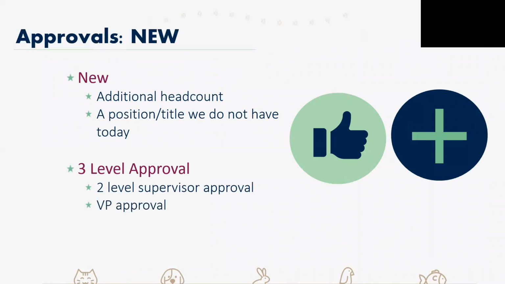So when you select a new position, what that means is that it's additional headcount. So if you do have 15 receivers as approved headcount and you need 17, then those 2 would be additional headcount. Or if it's a position or a title that we don't have in our system today, it's just an entirely new position, that's also considered a new position. So what it looks like whenever you submit the requisition form from an approval standpoint is 3 levels. You've got 2-level supervisor, and then it goes to the VP of the area.